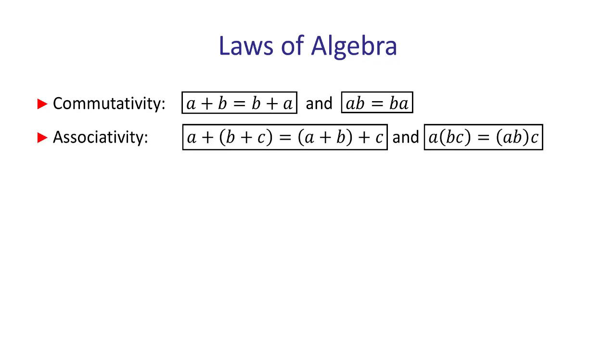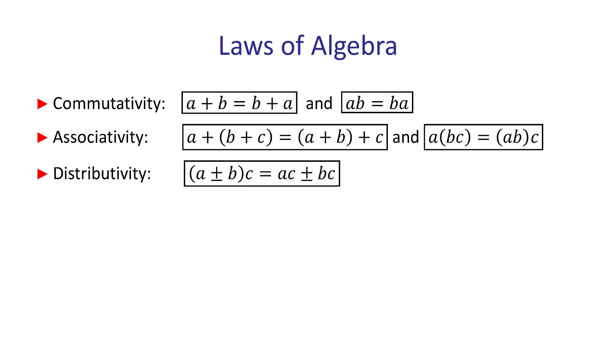The next law is the law of associativity. It states that A plus B plus C combined equals A plus B combined plus C, which means that you can change the order of addition with any expressions you want. Similarly, multiplication says A multiplied by the multiplication of B and C equals the multiplication of AB multiplied by C.